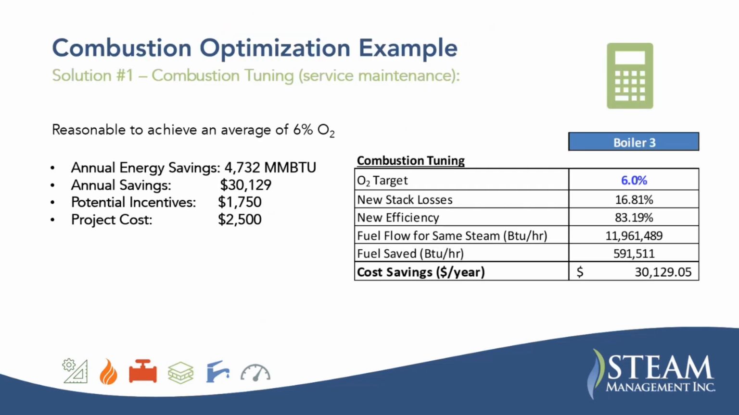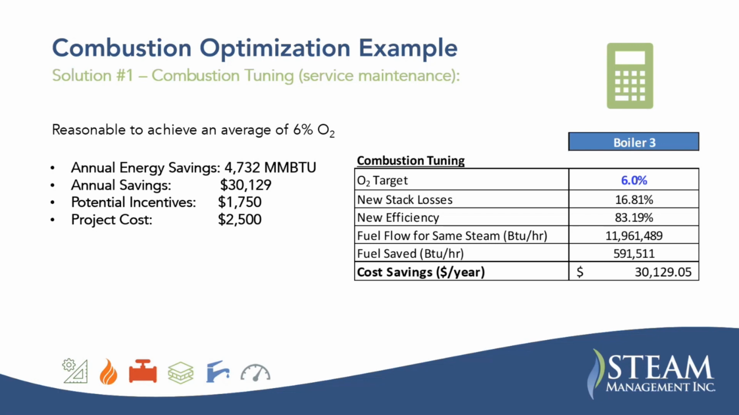So solution one is your traditional solution, which is combustion tuning, your serviceable maintenance. A boiler technician comes in and tunes your burner, and it's reasonable to achieve an average of 6% O2 across the firing ranges, as well as between, accounting for the fact that it's going to get out of tune before your next tuning.